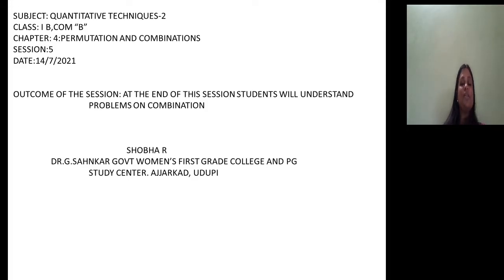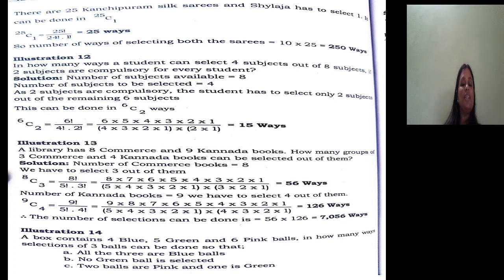Hello students, welcome back to the fifth session on permutation and combination. We are solving additional problems on combinations. Just look at illustration 12.